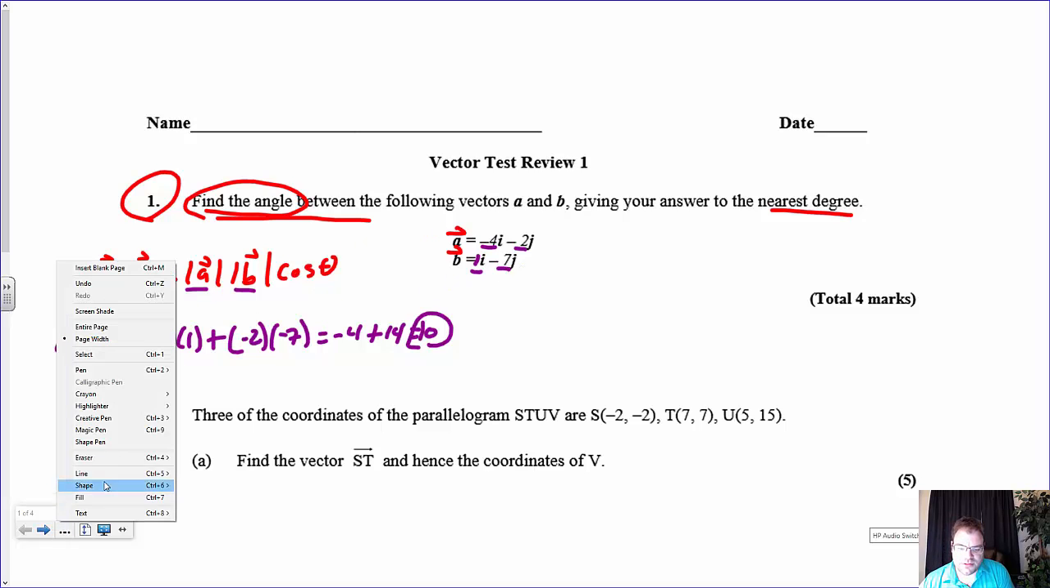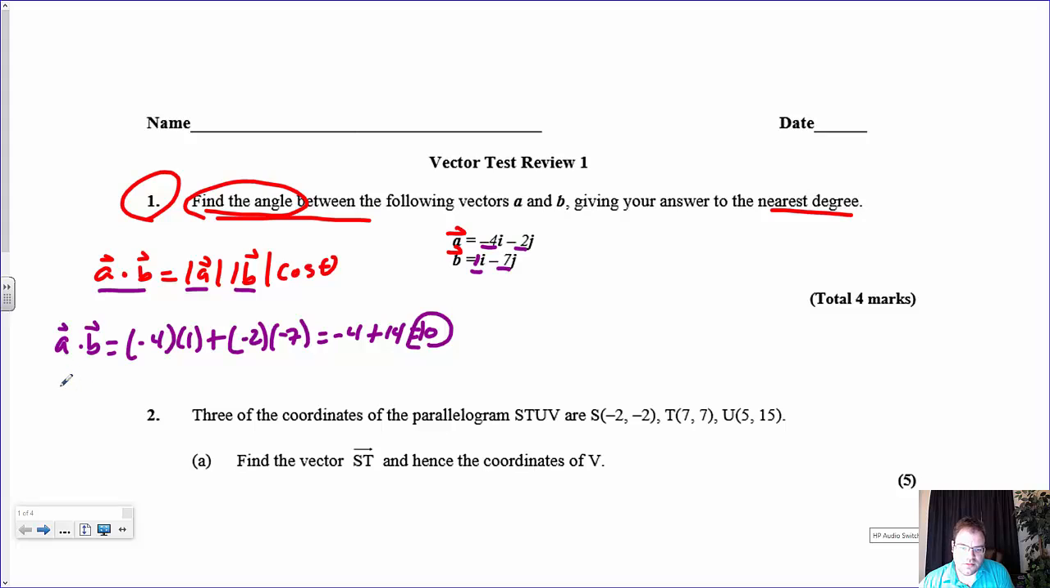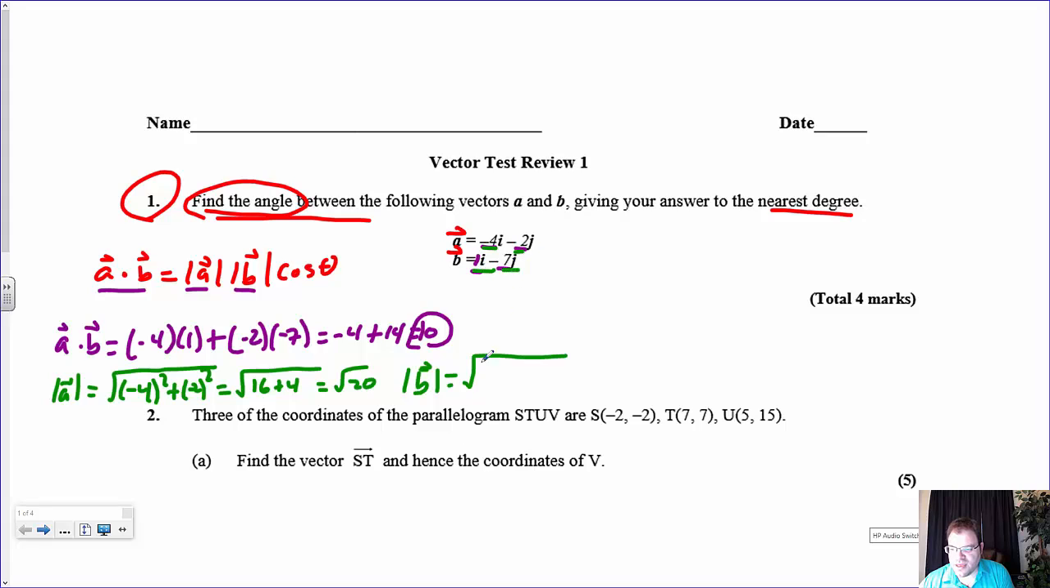Now we need to find the magnitudes. Let's change my color to green. The magnitude of A is found by taking the square root of A's components, negative 4 and negative 2, squaring them both and adding them together underneath the square root. Negative 4 squared is 16, negative 2 squared is 4, so this becomes root 20. That's the magnitude of A. We have to find the magnitude of B as well. That's the square root of 1 squared plus negative 7 squared. Negative 7 squared is 49, 1 squared is 1, and 49 plus 1 is root 50.